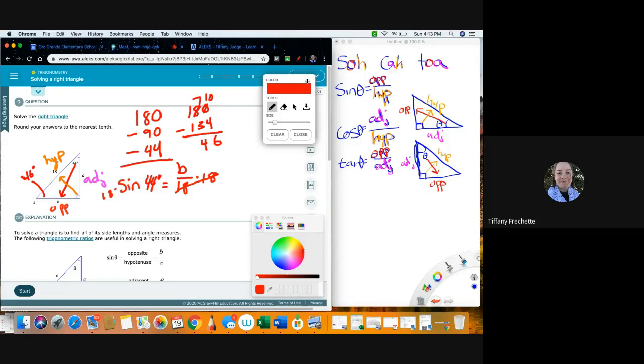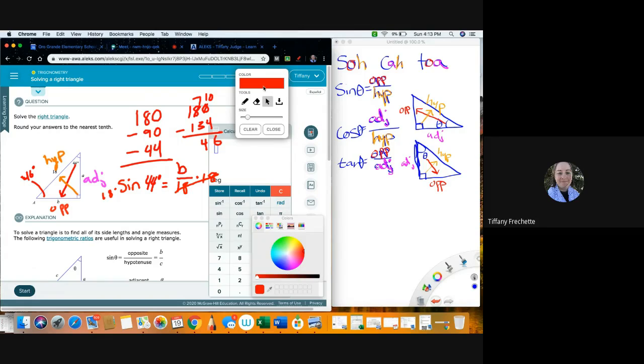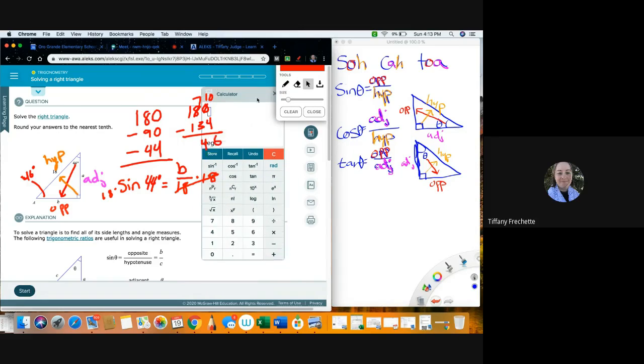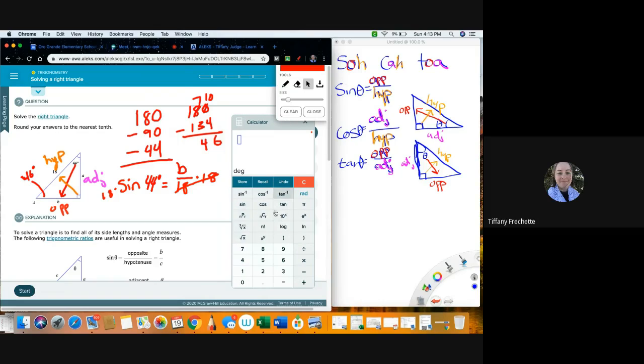So now I want to grab my calculator here. Just have to click on it correctly. All right, so I'm going to bring this calculator up here. Let's close this color bar so that I can actually use a calculator. So I have 18 times sine of 44. And the calculator understands that you're going to do sine of 44 and then multiply that by 18. And I can hit equals.